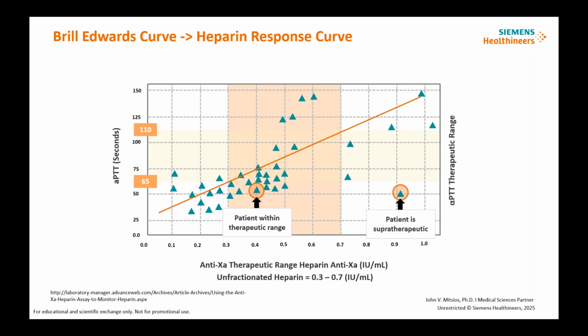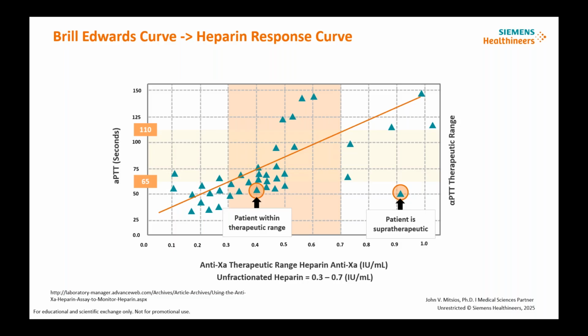In this particular case, the patient is supratherapeutic, right? Because it's well outside the therapeutic range as defined by the anti-10A assay, that is the 0.3 to 0.7, but it's below the therapeutic window as defined by the PTT, that is below the 65 seconds. So now this is a clinical conundrum. Do we give an additional anticoagulant to the patient?